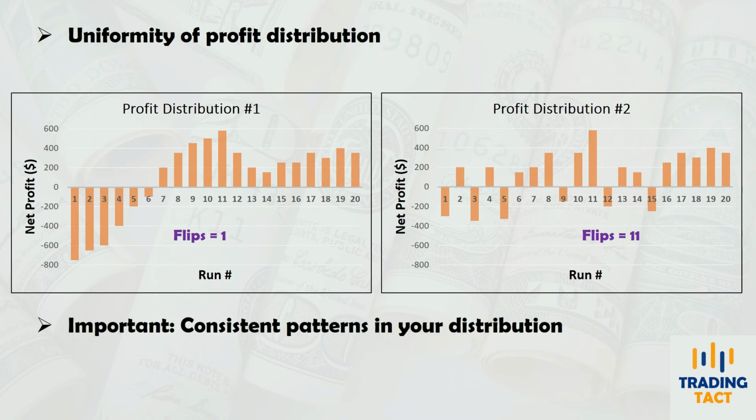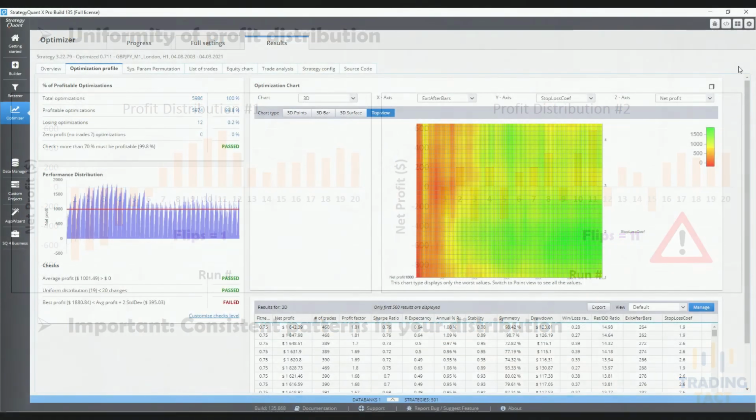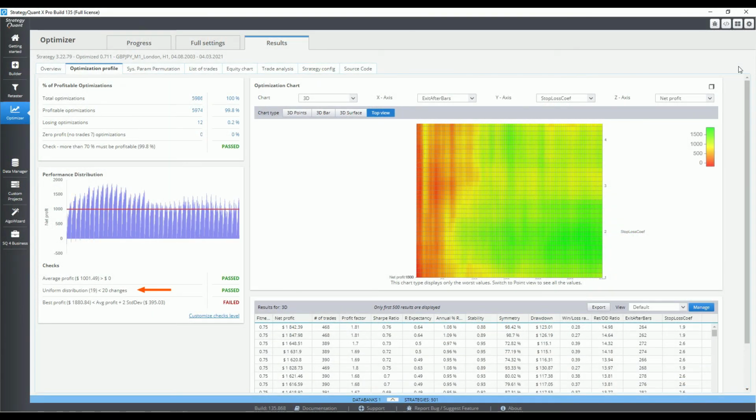You want to see consistent and predictable patterns in your profit distribution. For example, having very small stop losses or time stops will result in overall losses. Profits will gradually increase as these parameters get larger. If you get something erratic like distribution 2, your strategy is likely not robust enough. For the strategy I'm testing now, there were 19 flips. This is a good result considering there were almost 6,000 runs.